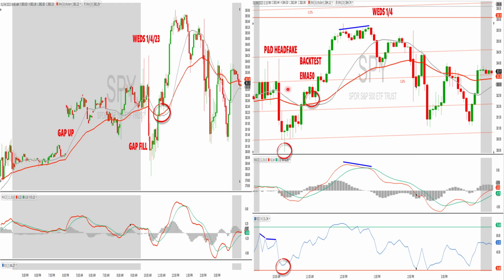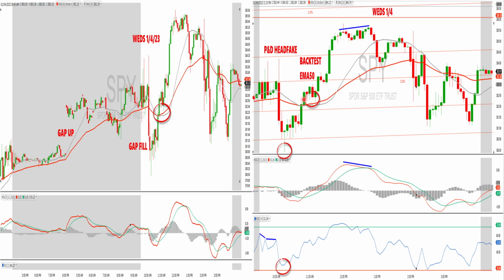Because in this situation on Wednesday the 4th, its plan was to pump it, trap the bulls, come down, trap the bears, come back up and reclaim the backtest EMA 50. That could be in the cards tomorrow, guys. You need to hold out for that possibility.